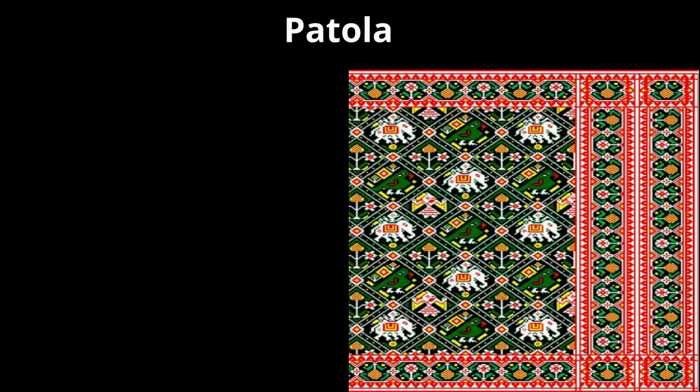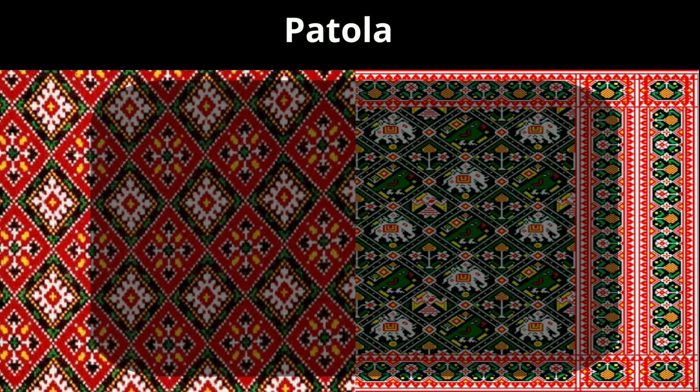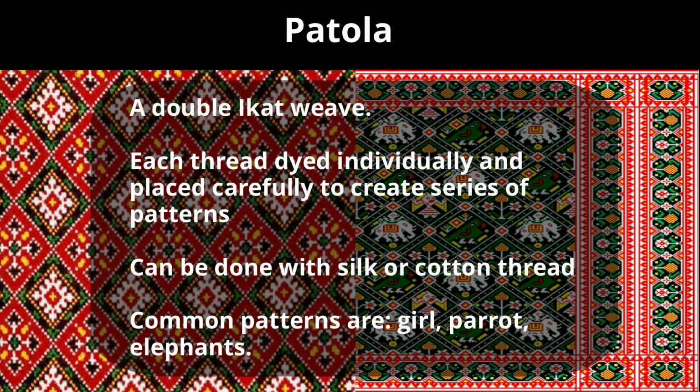Next is the patola weave. This is a double ikat weave. A double ikat weave is created when both the weft and the warp yarn are dyed prior to the weaving. For the patola weave, each thread is dyed individually, keeping in mind the final design. So weavers are able to create intricate series of patterns and designs, and not just abstract prints.